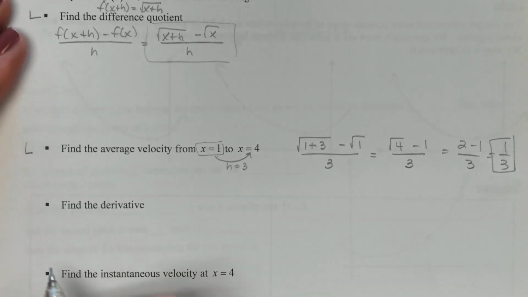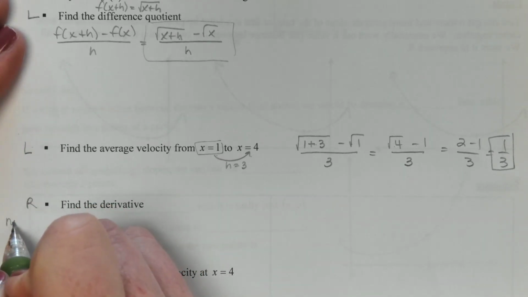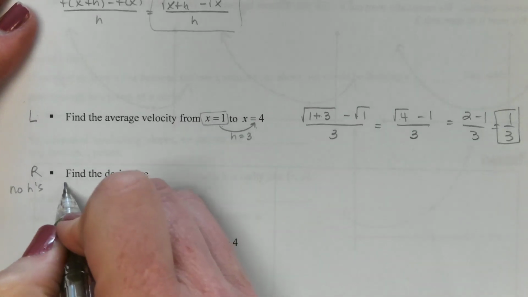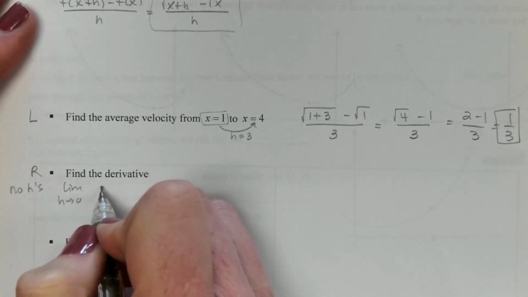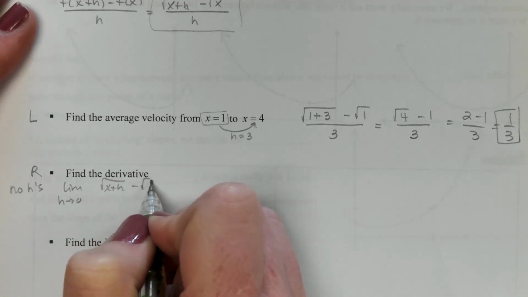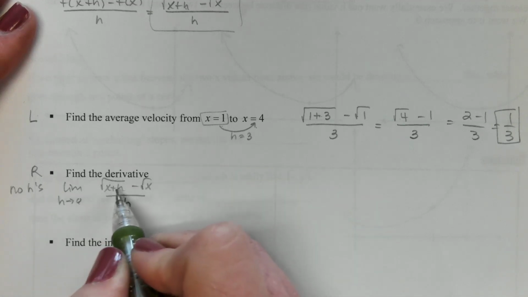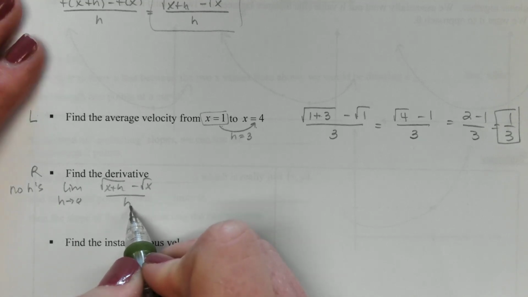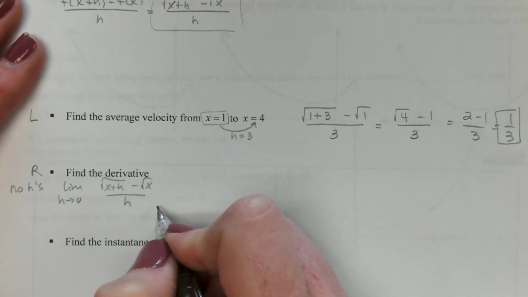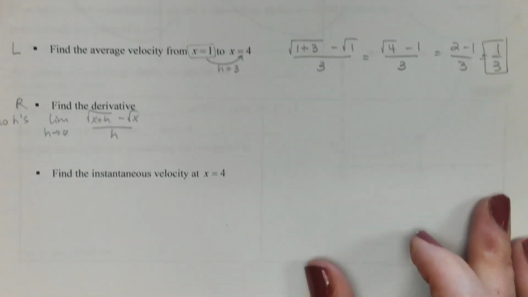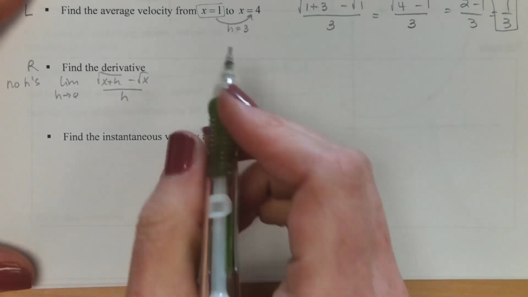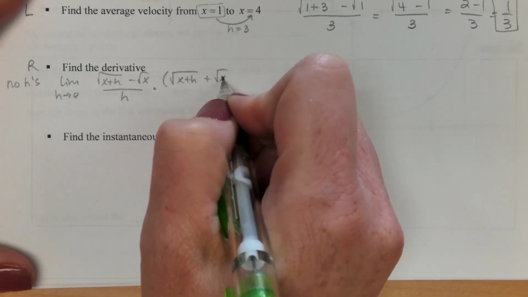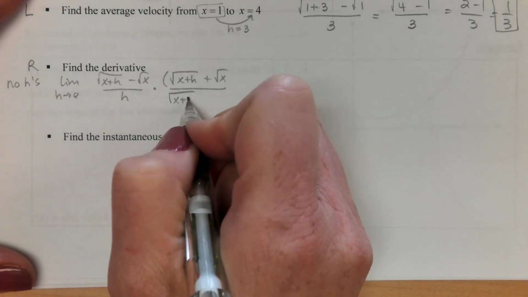Next one says find the derivative. That is a right box item, which means no h's, which means you just take your difference quotient, and we're going to let the h's go to 0. Problem is, as soon as I plug in a 0 here, I'd have square root of x minus square root of x. That would be a 0. If I plugged a 0 in here, I'd have a 0, which would mean I'd have 0 over 0, and that's called the indeterminate. Thankfully, we've already dealt with things like this before. We did it with limits. So we're going to multiply by the conjugate, which is square root of x plus h plus square root of x. And you have to do the same thing on the top and the bottom.